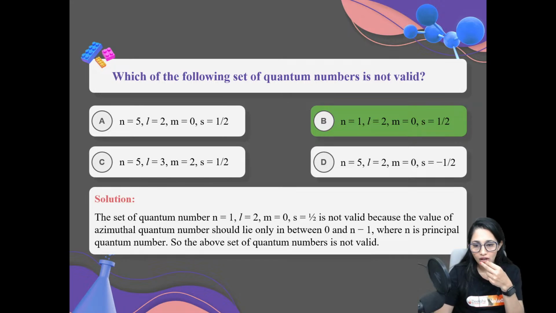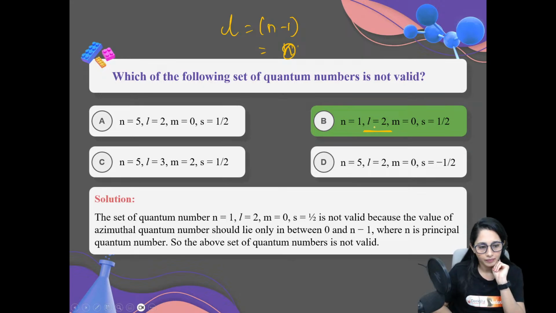N is equal to 1, L is equal to 2, M is equal to 0, S is equal to half. Why is this not possible? Yes, because L is equal to N minus 1. Here, N is equal to 1, which means L will become 0. L can be 0, but here it is mentioned 2. So this is wrong. All the others are right; they are valid.